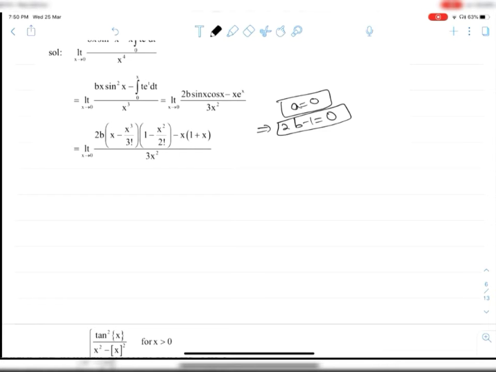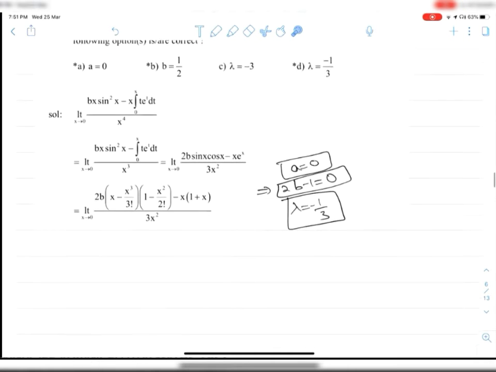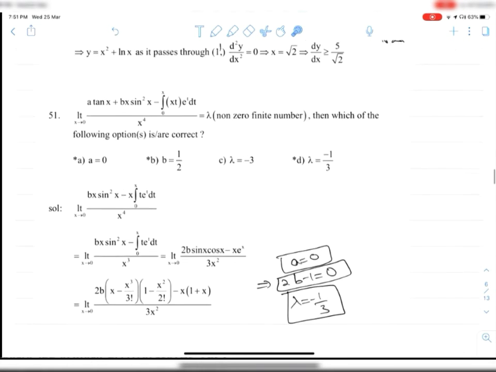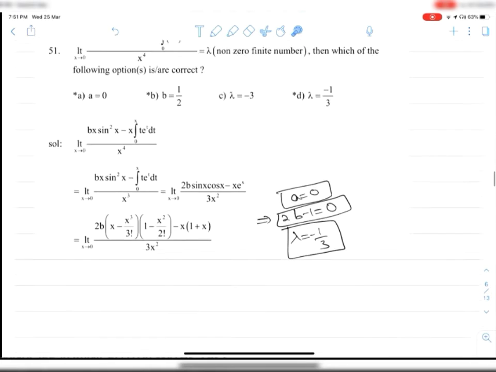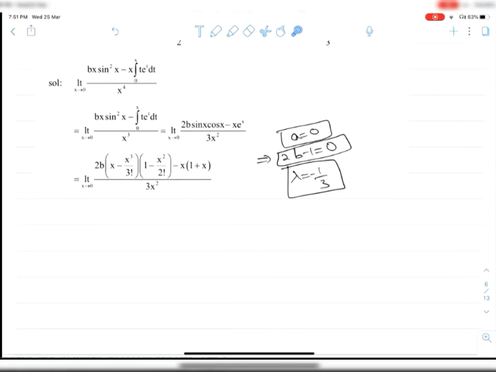I'm left over with the coefficient of x square. What is the coefficient of x square? Here I'll have x into 1, x cube, x power 5, so there won't be any coefficient of x square here. But when it comes here, the coefficient of x square will be minus 1, so minus 1 by 3. Lambda is equal to minus 1 by 3. Simple. I just concentrated on the degree and we tried to solve it. If you keep on using L'Hopital's rule, it might be complicated. We just did it with expansion.